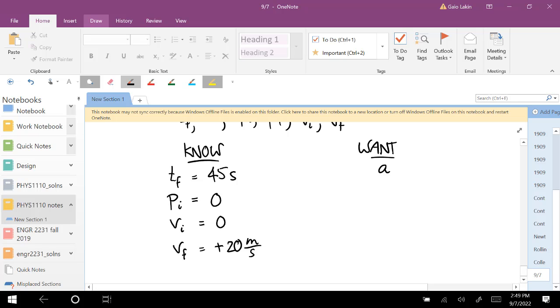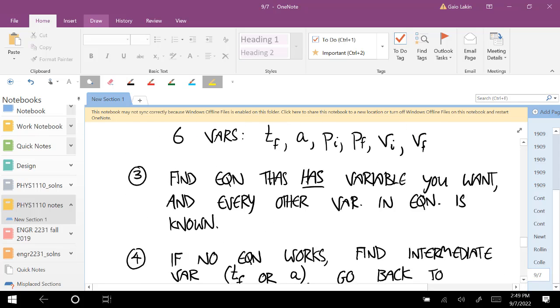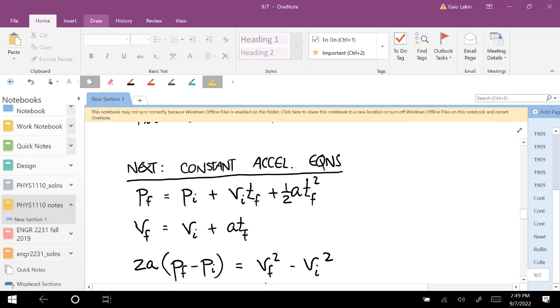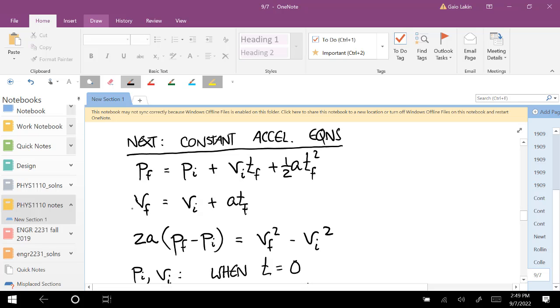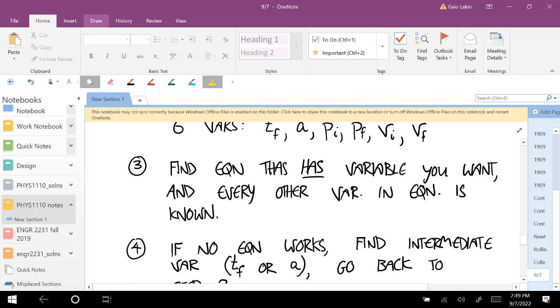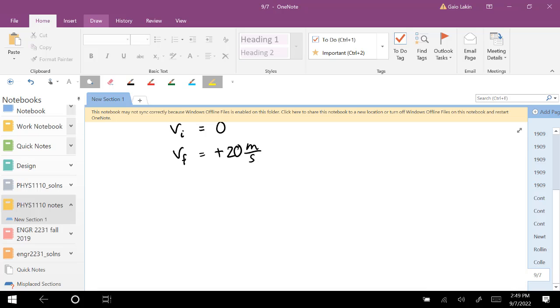We know time final, P initial, V final. So we could use either one of these 2 equations. We could use the first one of these or the second one of these. If you have a choice between the first and second, might as well always choose the second because it's a little simpler and you never have to worry about a square. But either one would work. So I'm going to use V final is equal to V initial plus A T final.